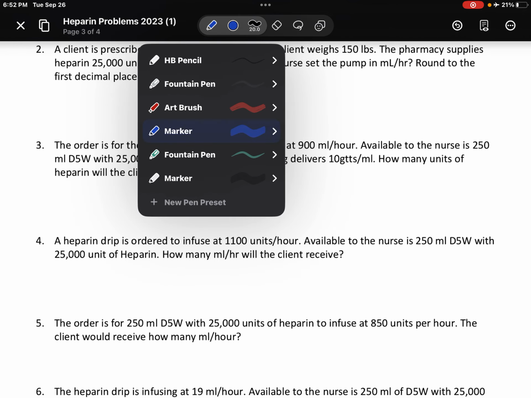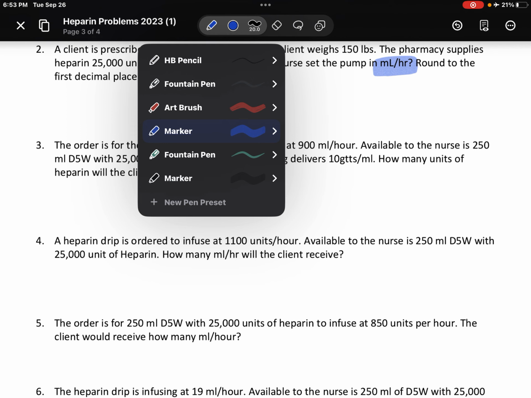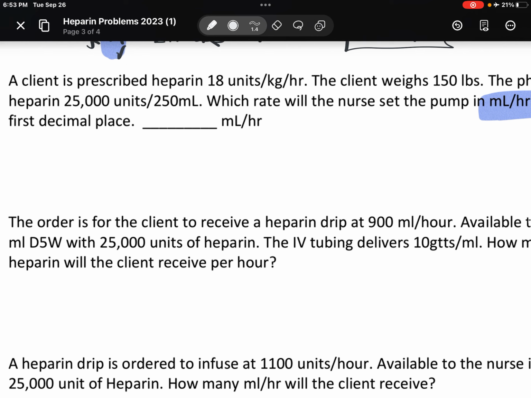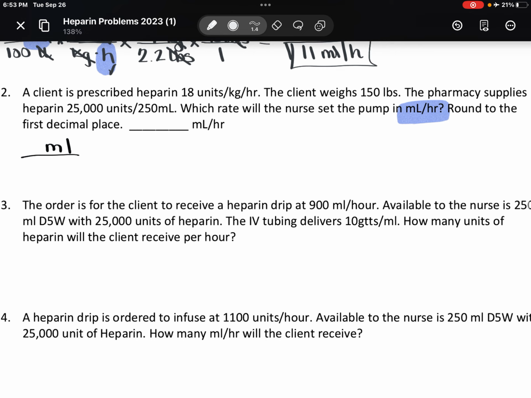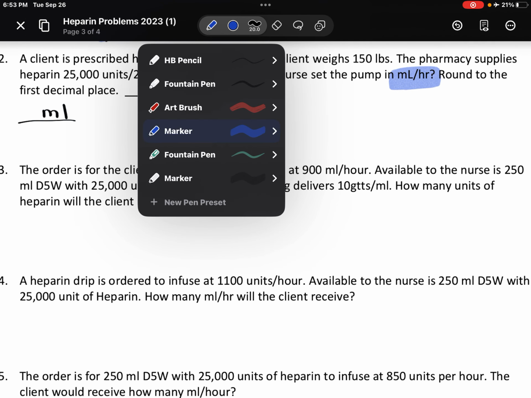Alright, so I'm going to start this problem like I do all my other ones. What is it asking? It's asking which rate will the nurse set the pump in milliliters per hour. So I know what I'm looking for, and I already have it right here, so I don't have to write it out, because that right there is going to remind me of what I'm looking for. Okay, so I'm going to start with my milliliters on top. I'm going to look at my problem. Where in my problem does it have milliliters?